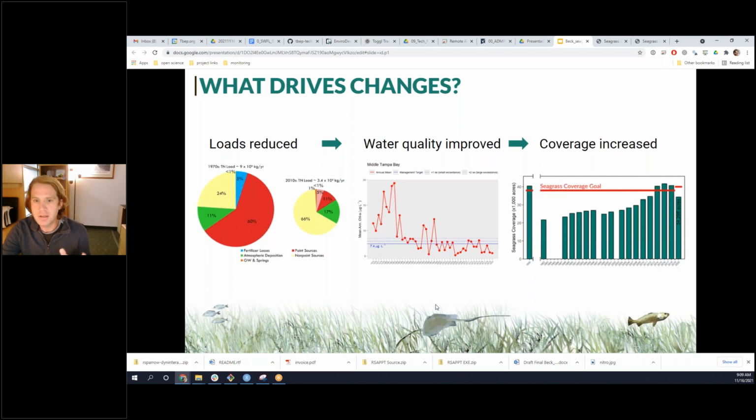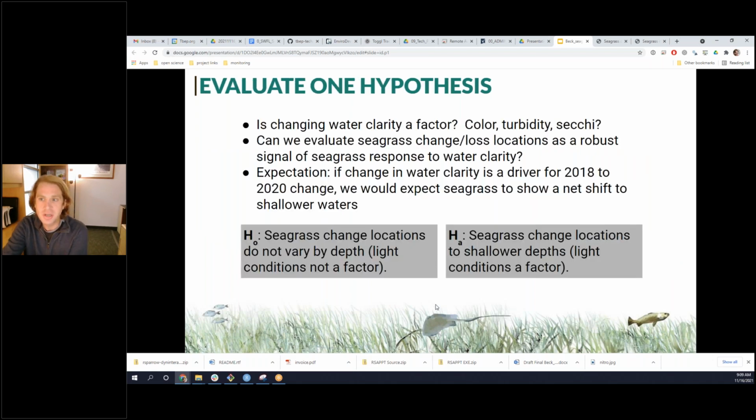So I wanted to look at this paradigm and think about specifically the 2018 to 2020 change and really evaluate one particular hypothesis, the idea being that if water clarity is the driving factor, can we look at that as something that could be influencing the changes we saw from 2018 to 2020? So, testing that hypothesis within the broader management paradigm that we're familiar with.